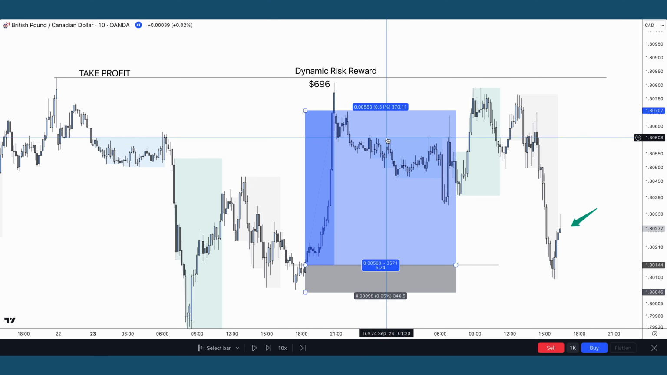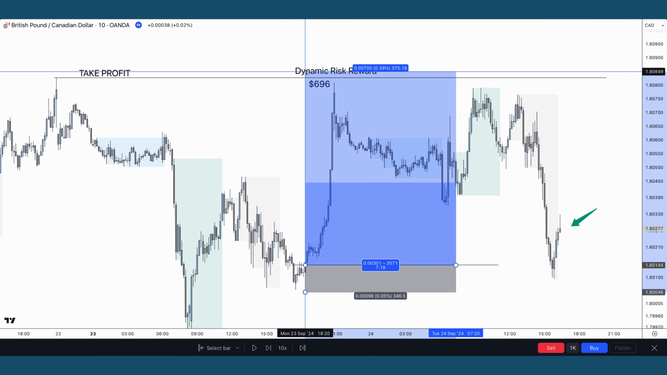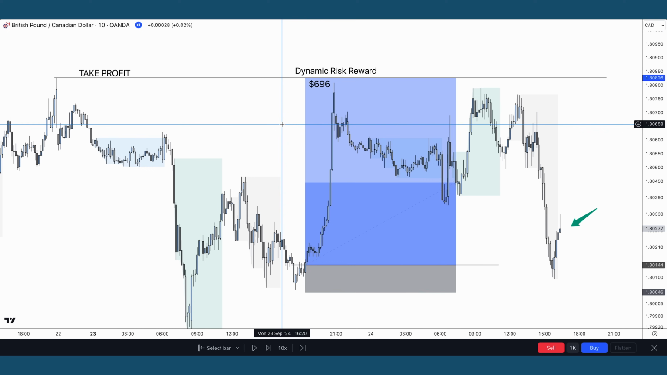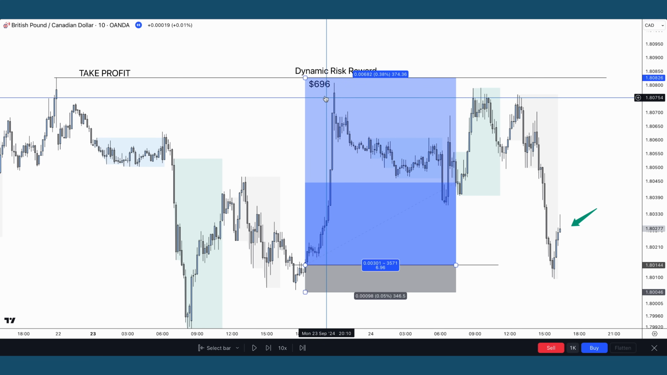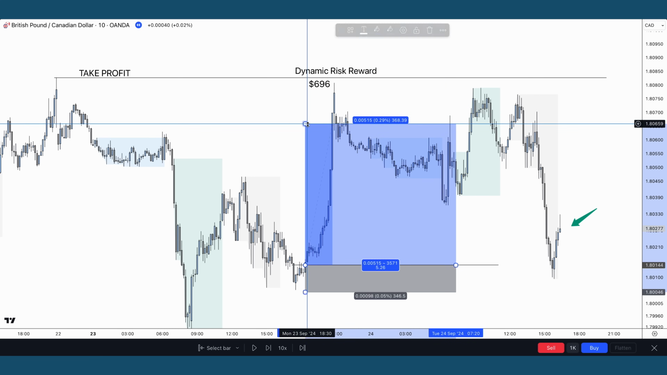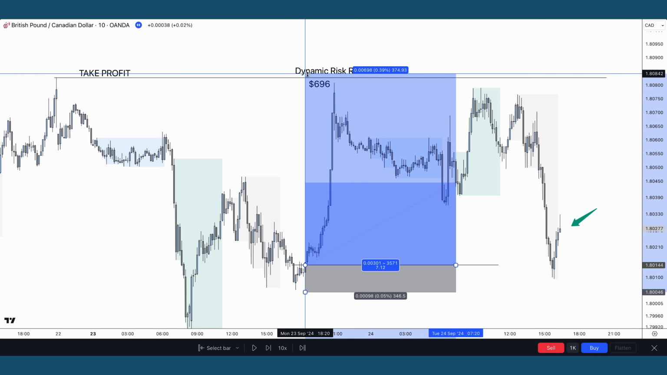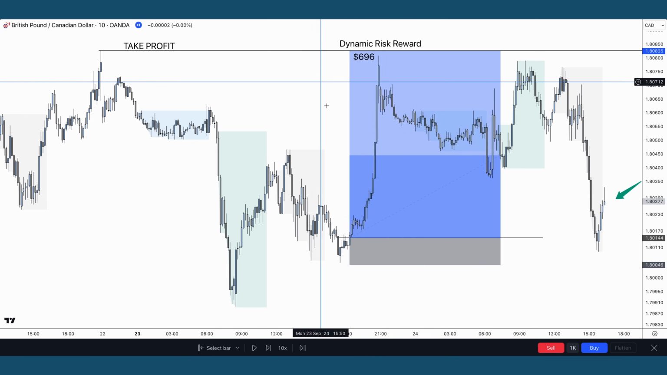This is a personal strategy thing. You don't have to agree with this, but I'm just putting the idea forward for you to go and backtest for yourself, because this has saved me and made me a lot of money over my trading. What you don't want to do is consider this dynamic risk reward thing super early.